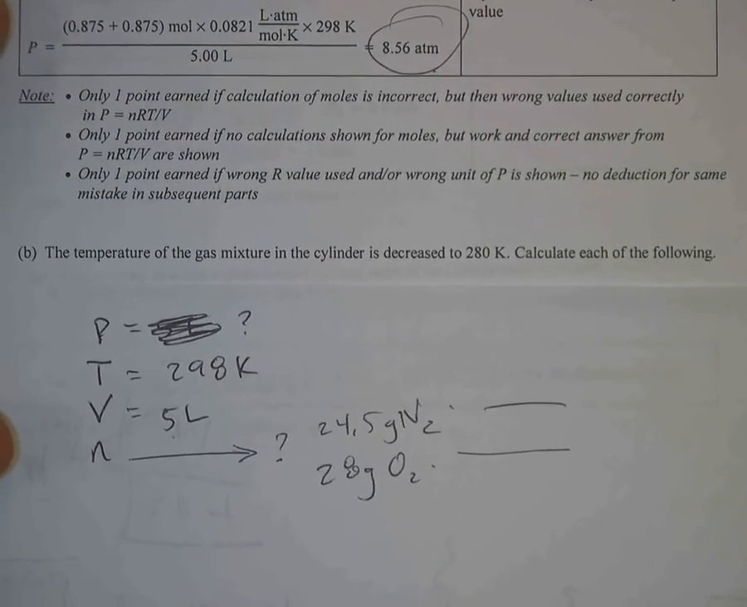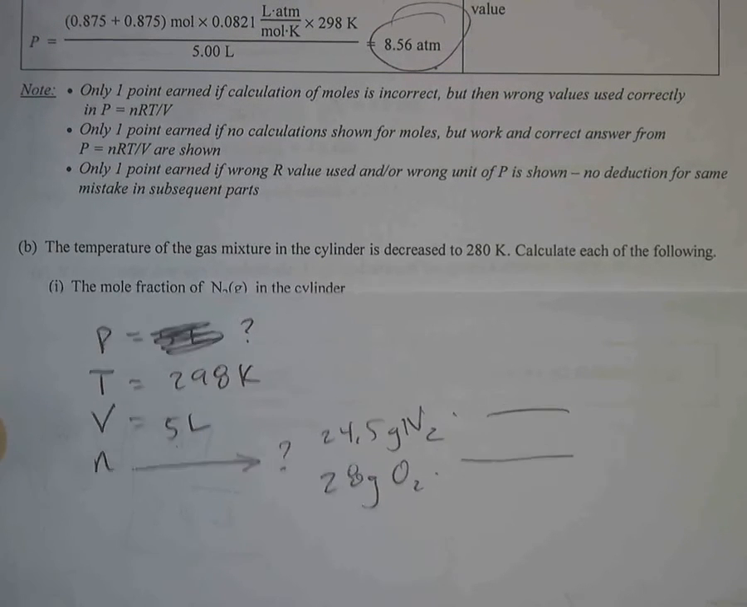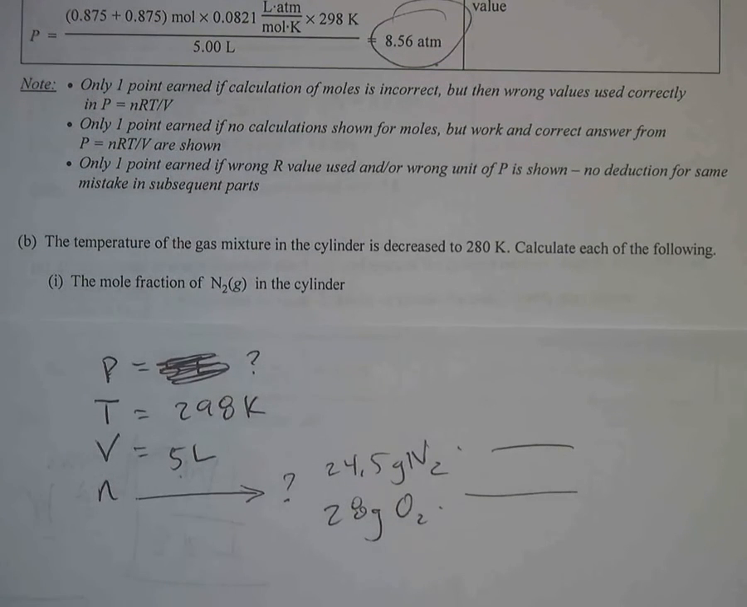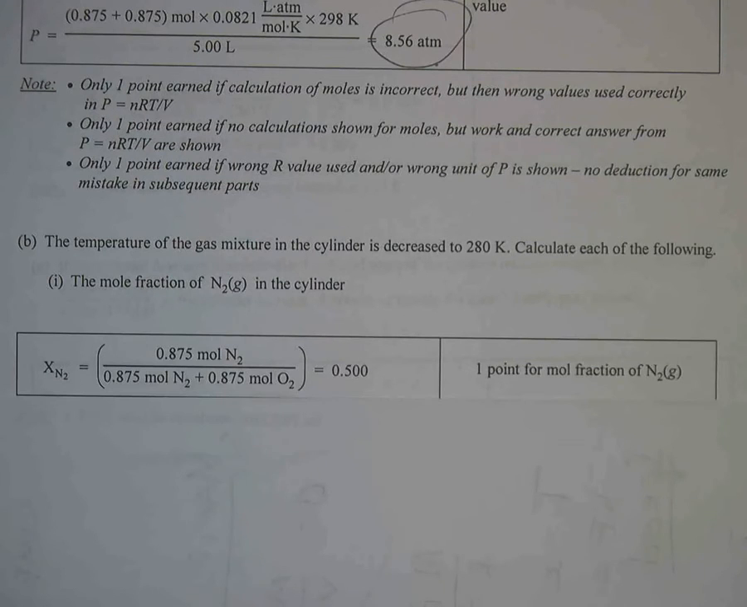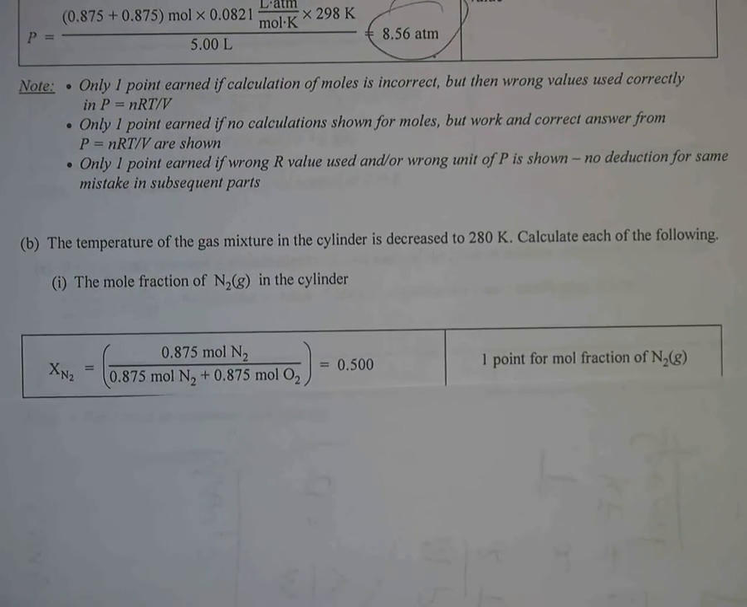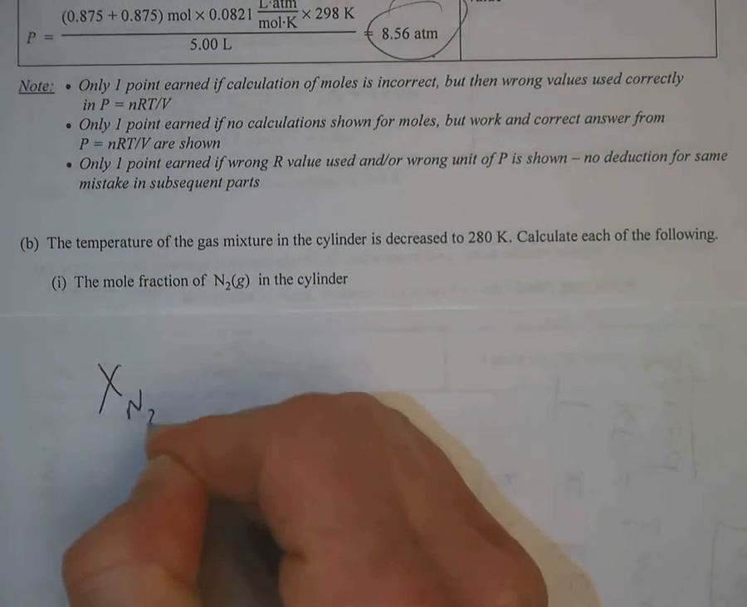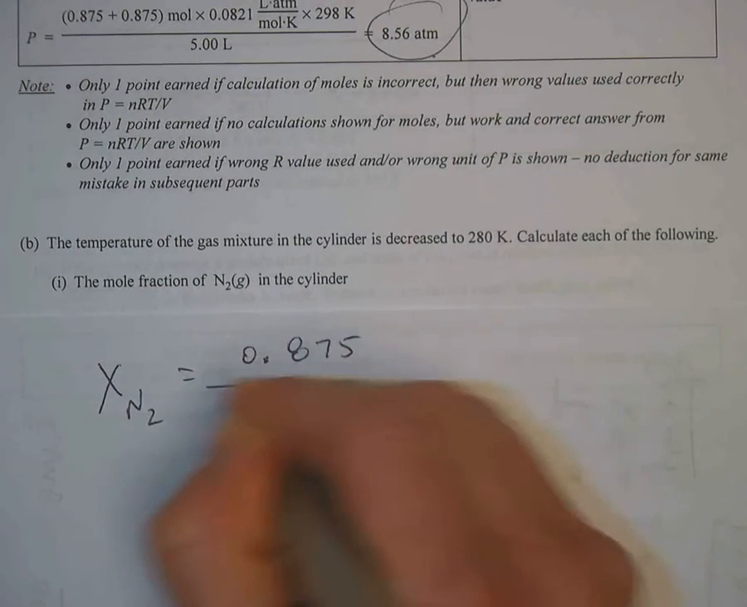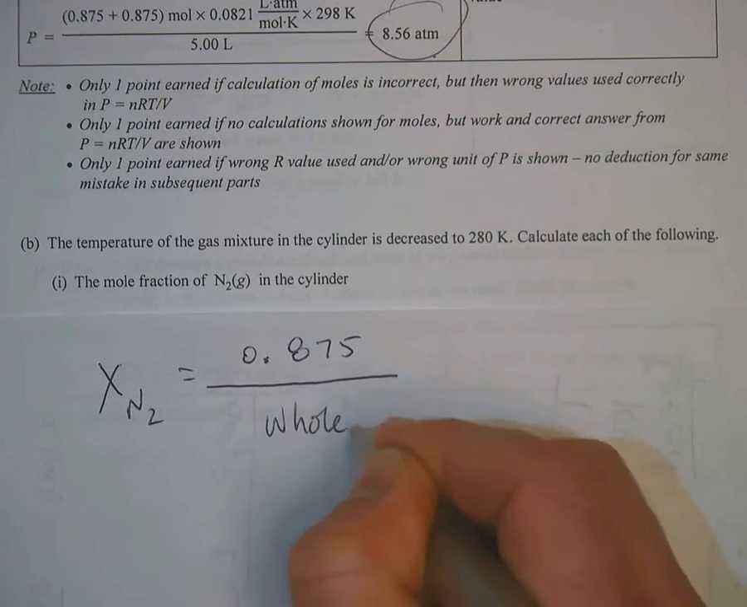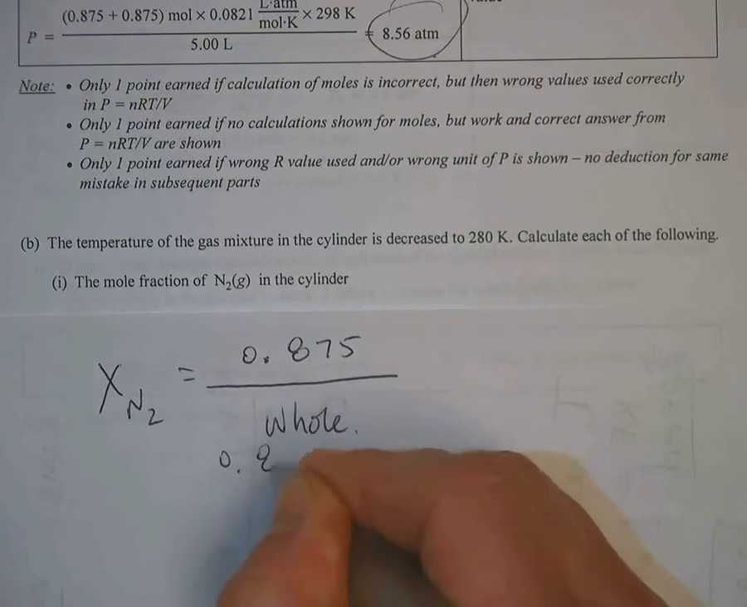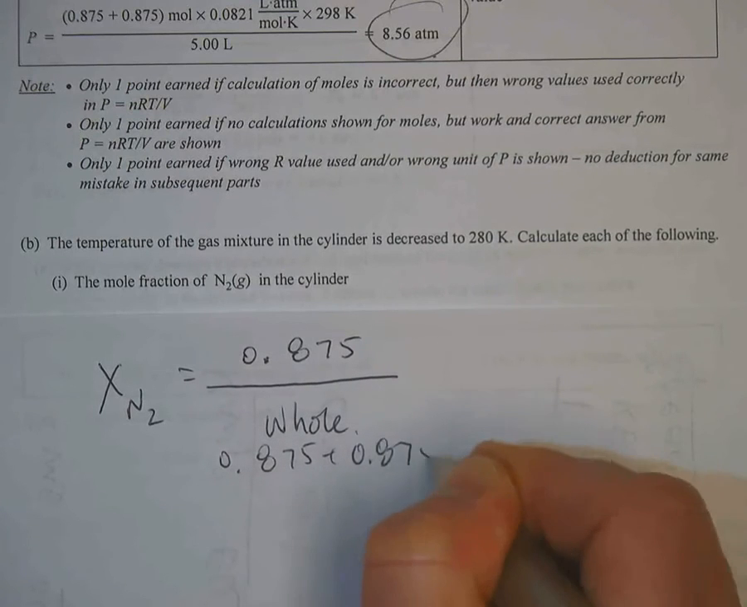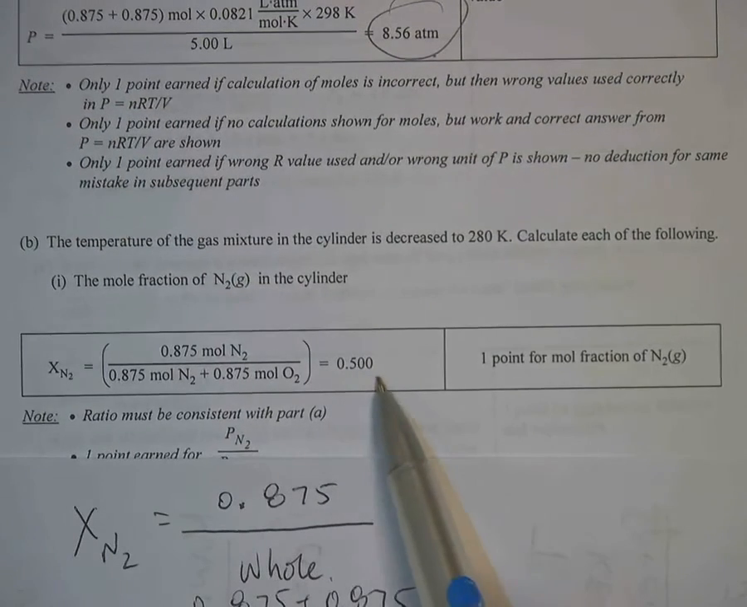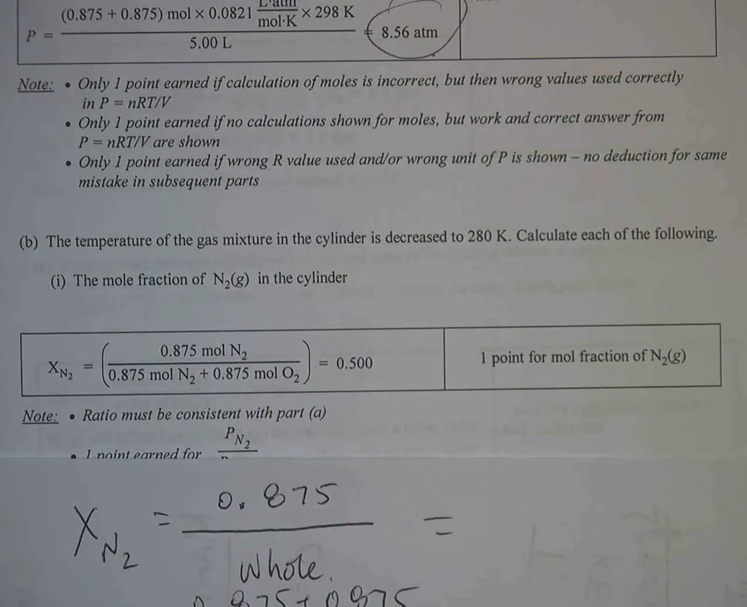All right, next question. The temperature of the gas mixture in the cylinder is decreased to 280. Calculate the mole fraction of N2 in the cylinder. Okay, now this really doesn't have anything to do with temperature, but remember mole fraction is part divided by whole. So I'll take my part of moles, that's N2, which is 0.875, and divide it by the whole number of moles that are in there, which of course is 0.875 plus 0.875, and then write it as a decimal, and I get 0.5 for my mole fraction.